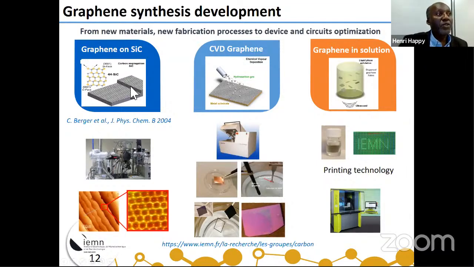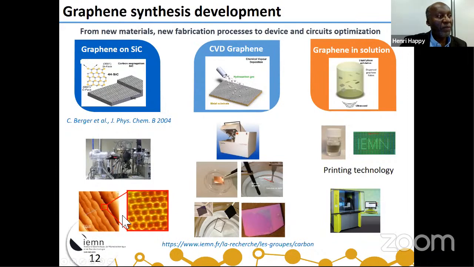For example, it is possible today to grow graphene on silicon carbide substrate by epitaxial techniques. It is possible also to grow large-scale graphene by a chemical vapor deposition method. And it is also possible to make a chemical exfoliation. That means it is possible to have this kind of material in solution. You can see here some work made in our lab. In each of these fields, we have equipment to grow graphene on silicon carbide substrate.